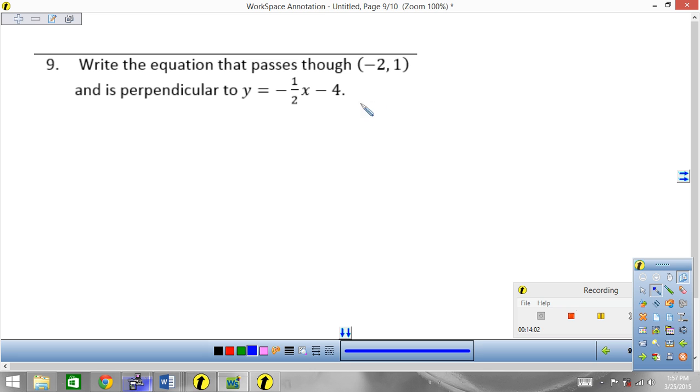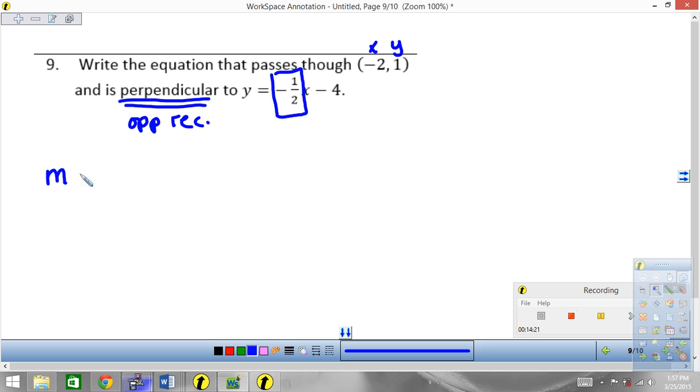Number 9, write the equation that passes through the point negative 2, 1, and is perpendicular, keyword perpendicular, to y equals negative 1/2 x minus 4. Perpendicular tells me I have to have the opposite reciprocal slope. So when I look at this slope, I have a slope of negative 1/2, but because I want perpendicular, my perpendicular slope has to be the opposite reciprocal of that. Opposite of a negative is positive, reciprocal 2 over 1. So I get a slope of just 2.